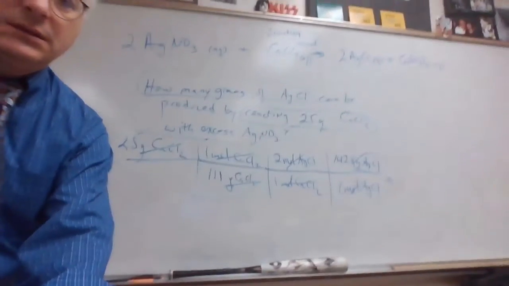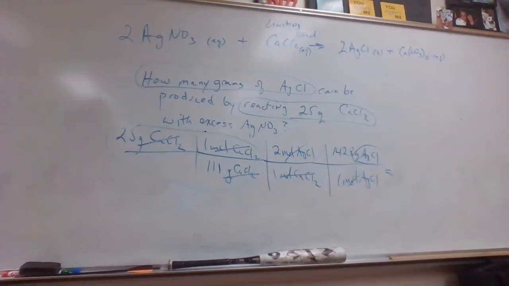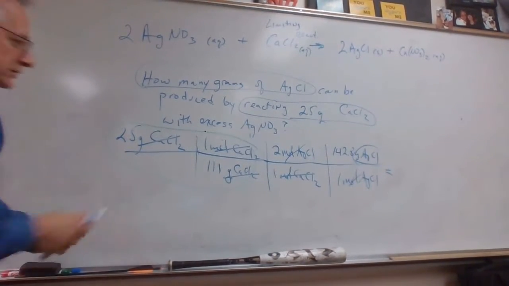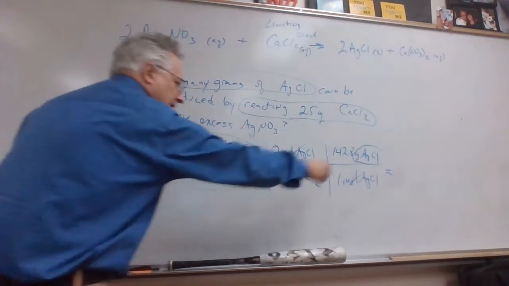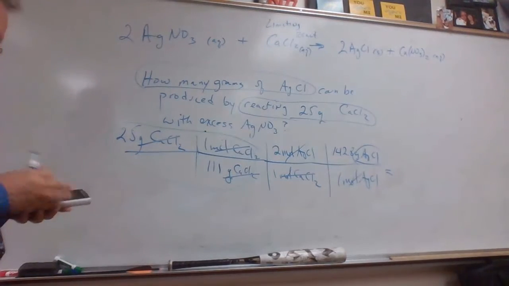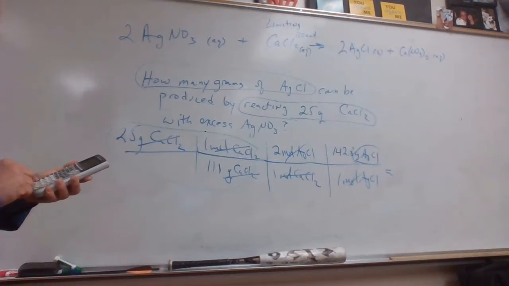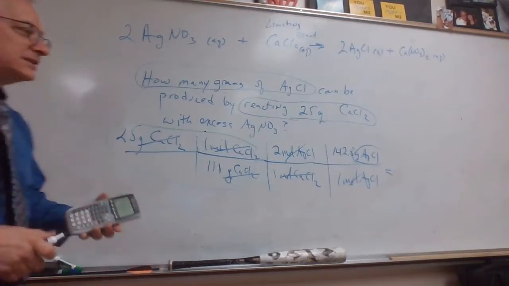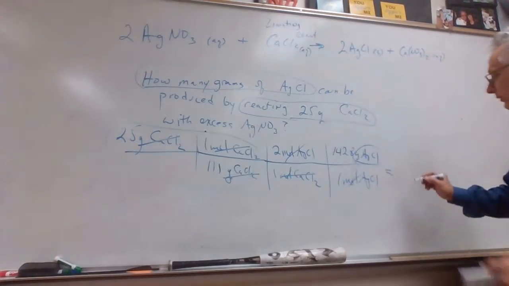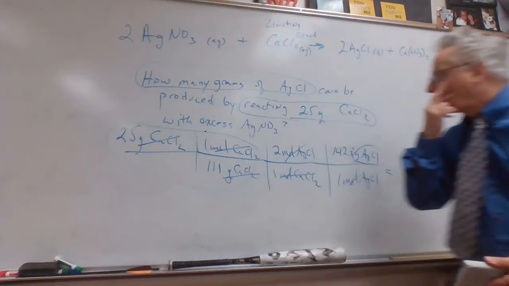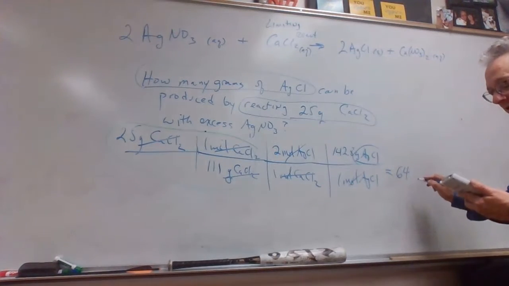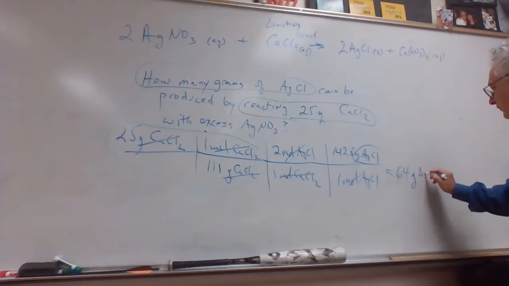So now we plug and chug and do the calculation. We multiply, of course, everything on the top and then divide by the product of things on the bottom. So 25 divided by 111, and that gives moles, times 2, times 142.8. I get 64.3 grams. Let's just call it 64 grams of silver chloride.